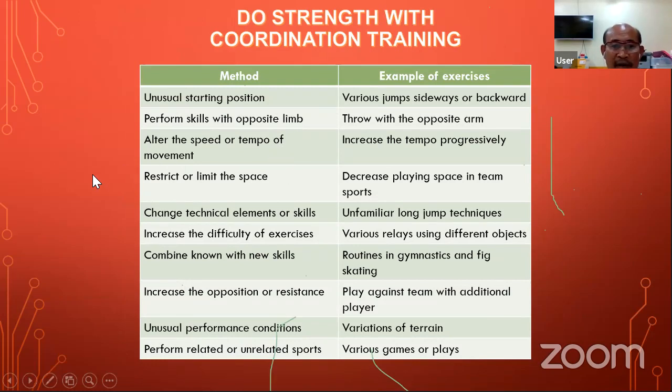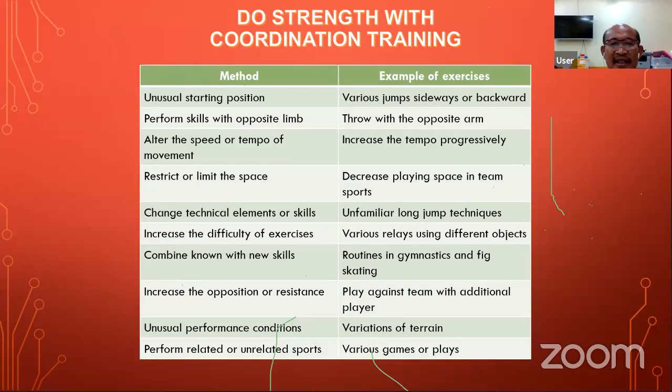This one, I want you to learn that you should not do only strength training. You must do strength training with very good coordination. I will give you an example. And this PowerPoint, I think Paria can send this PowerPoint to all of you.